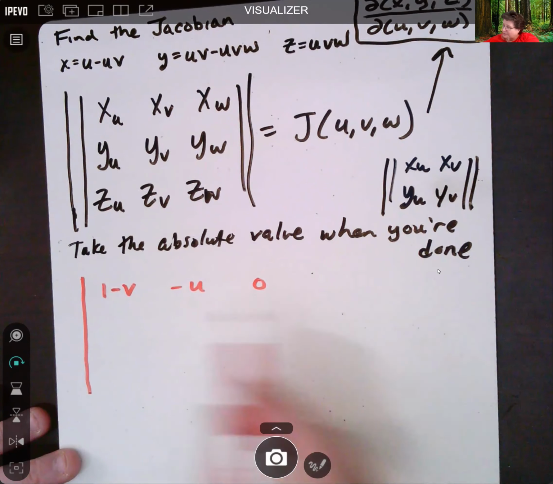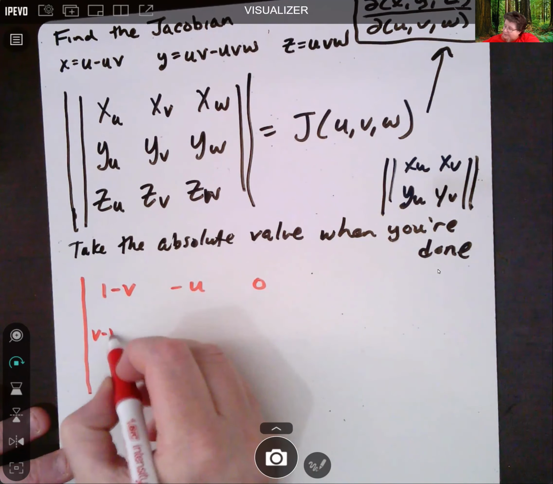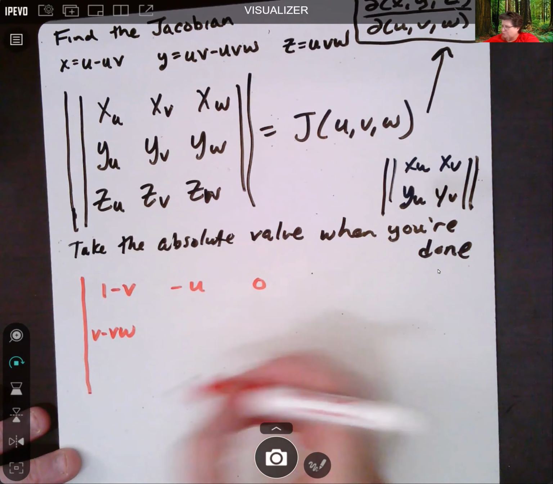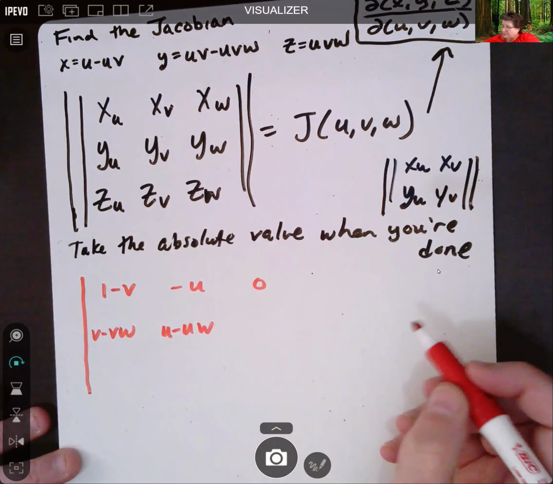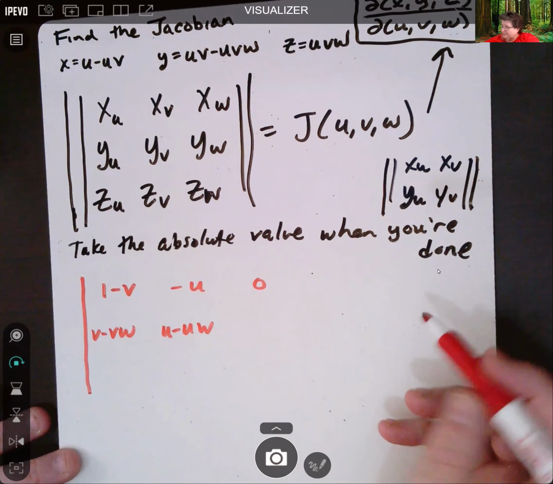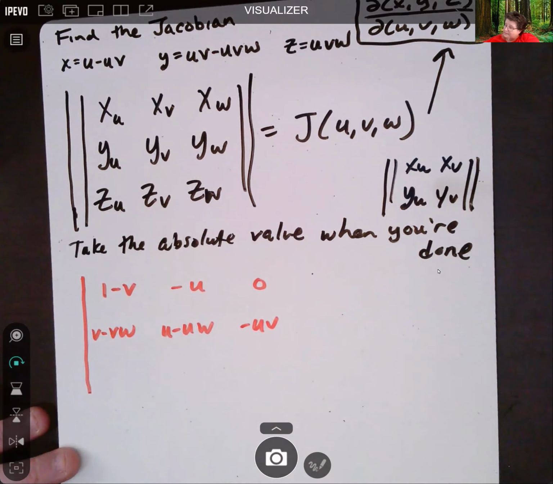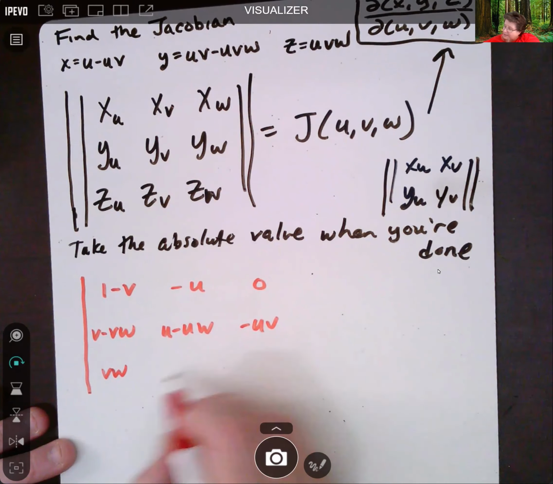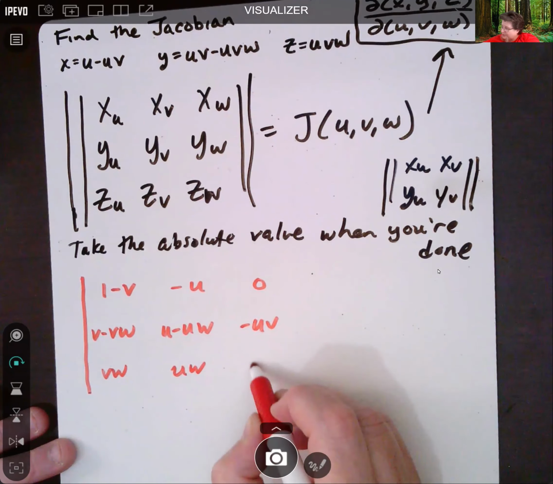y is the fun one. Look at this bad boy. We've got v minus vw. And then when we do v, we've got u minus uw. And when we do dy dw, we get negative uv. And z just leaves the other two letters. So du leaves vw, dv leaves uw, and dw leaves uv.